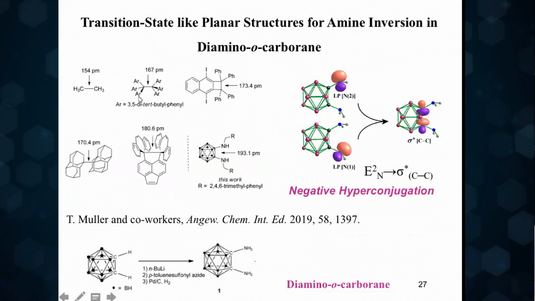Well, you can make it longer by putting very big steric groups. For example, if you increase steric congestion, people have put adamantane derivatives, you see that this bond length can be stretched up to 1.7 angstroms. Can you make it longer?